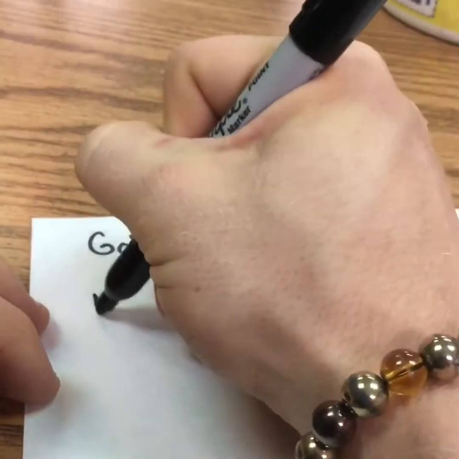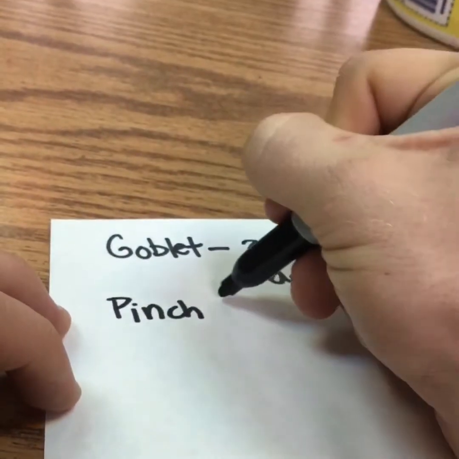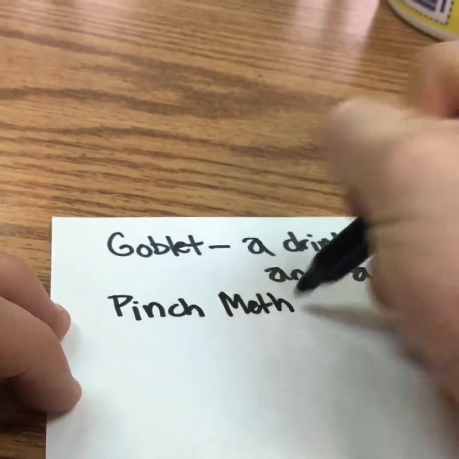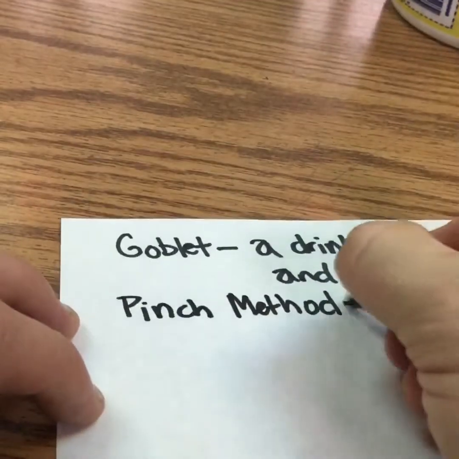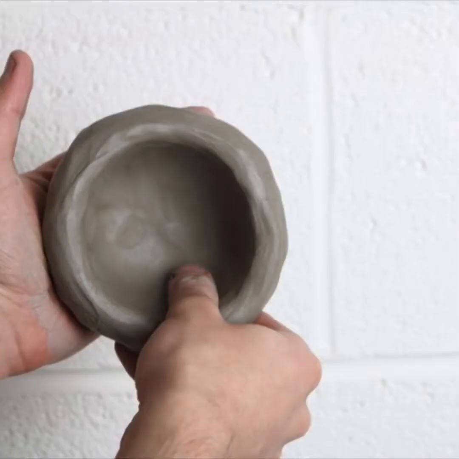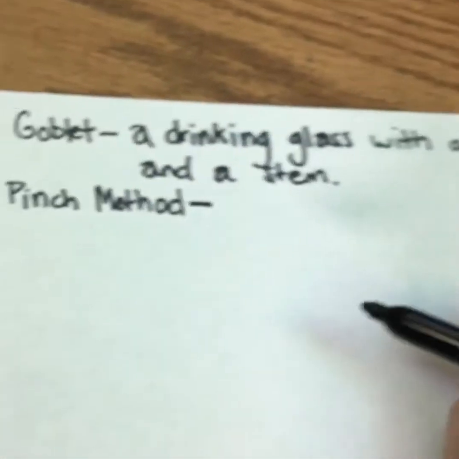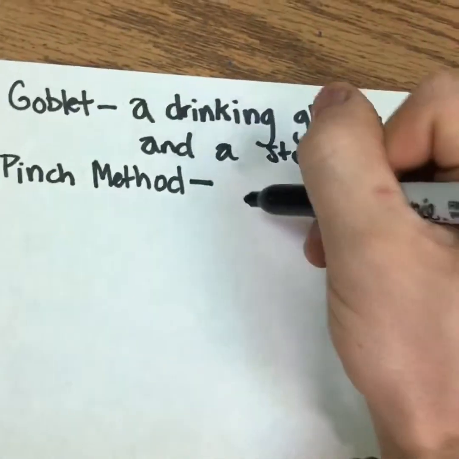All right, so the next word that we're gonna write is the pinch method. We're gonna be making a pinch pot on top of our chalice. So I'm gonna show you a picture of that now. So basically a pinch pot is just how it sounds. You pinch the sides of like a ball of clay until it forms into a bowl. All right, so I'm going to write that now.